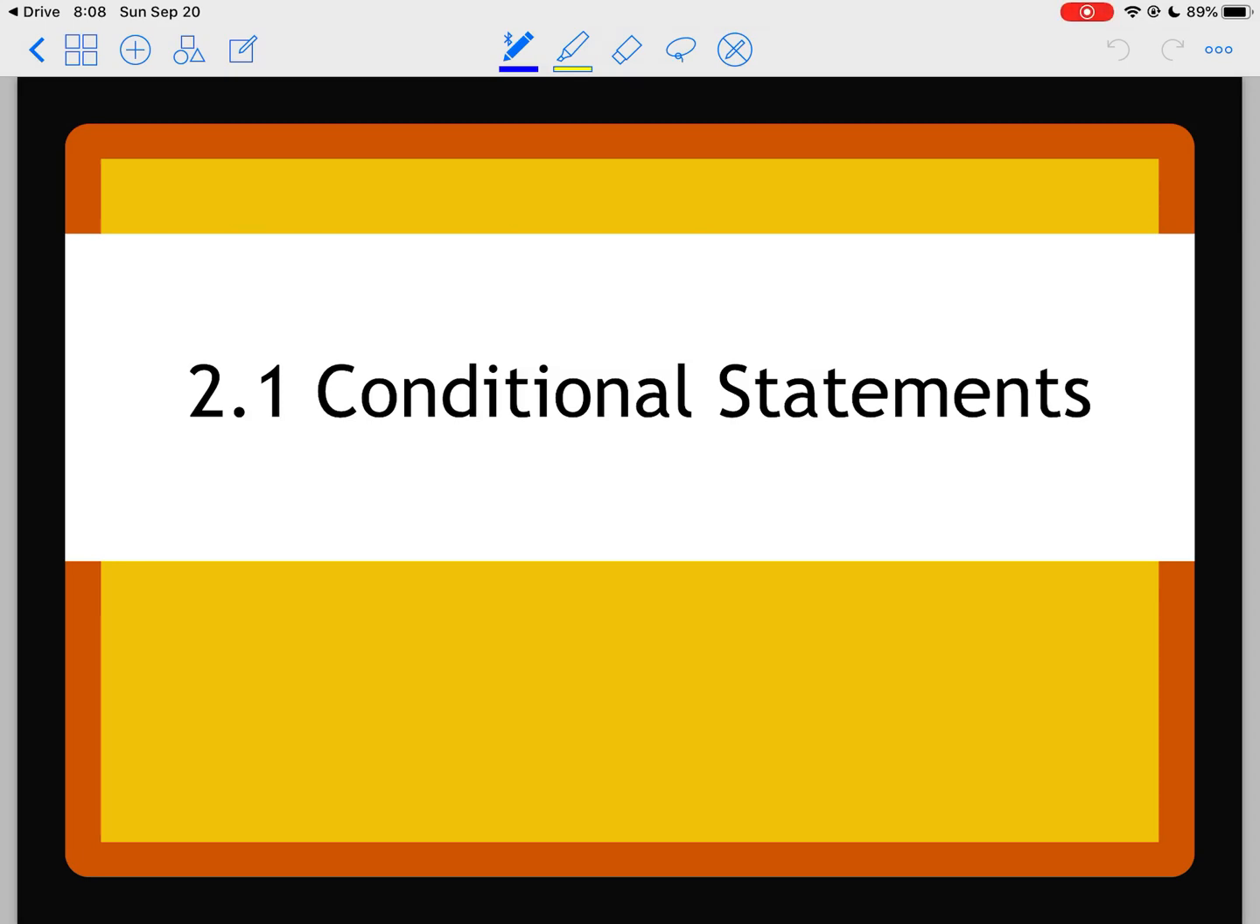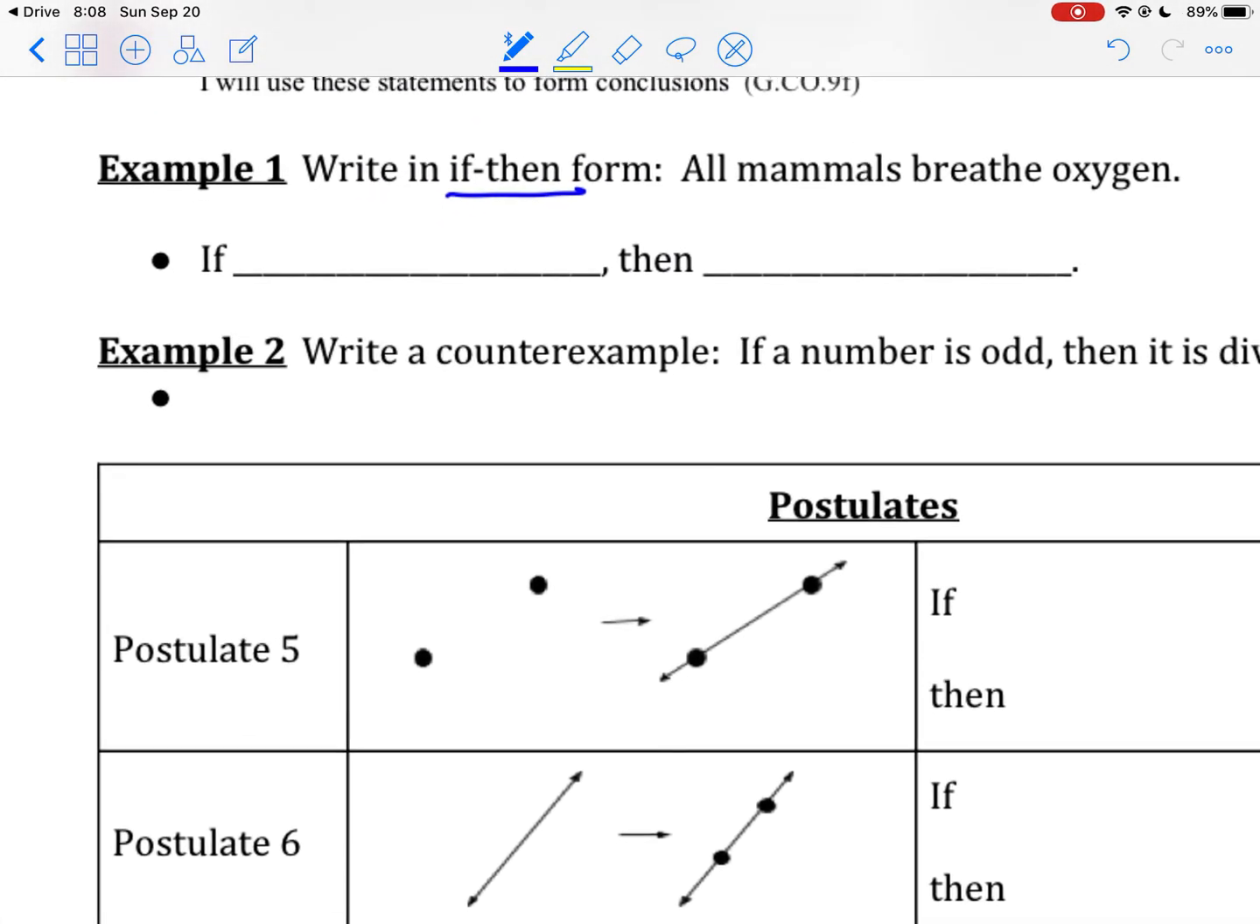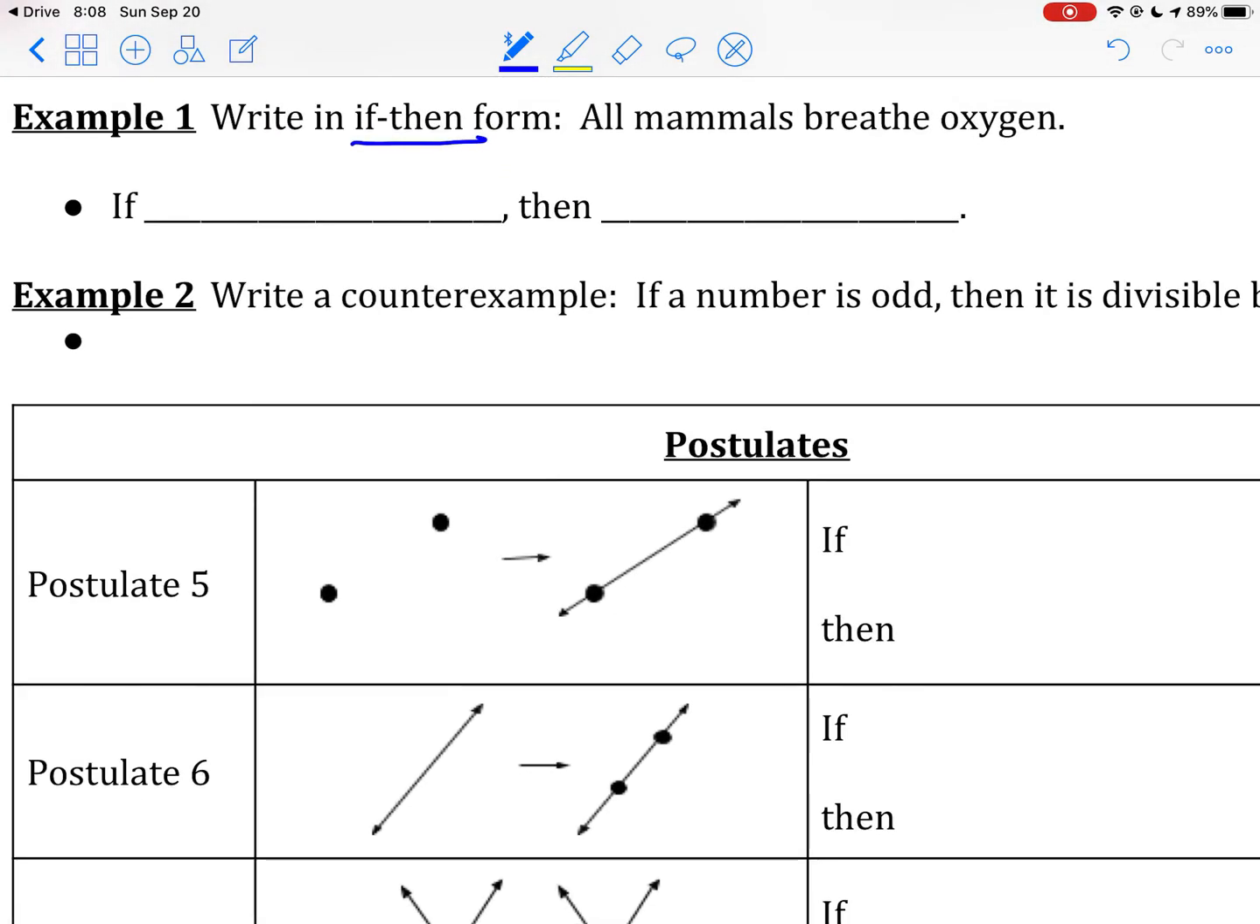In this lesson, we're going to discuss conditional statements and how they're used in geometry. Many of the theorems that we're going to look at are written in the form of a conditional statement, which is a statement that is written in if-then form. So we're going to take this statement here and put it into if-then form.